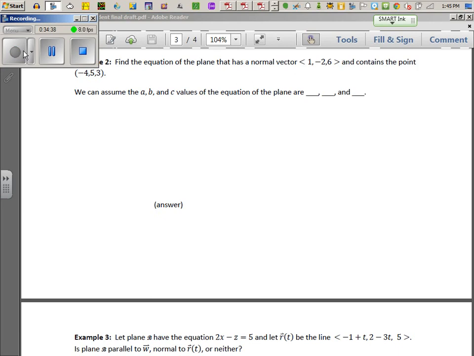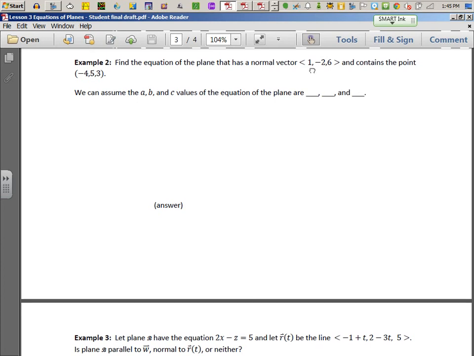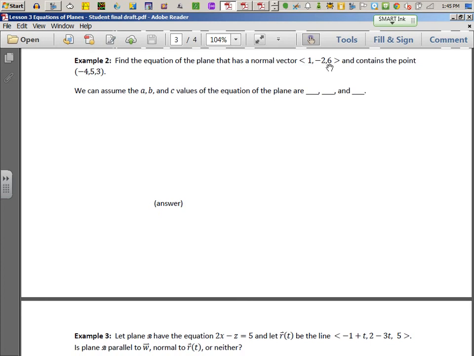Okay, so this problem is really easy. I'm giving you a vector and a point. So notice the difference. The vector has the sharp edges there, and the point has the curled brackets, right? So you're basically going to say, here's how I get my equation of a plane. The A, B, and C values for this plane are basically 1, -2, 6. So you already know it's going to be 1x minus 2y plus 6z equals something. The right side, you're going to take the vector 1, -2, 6, and dot it with the vector -4, 5, 3.